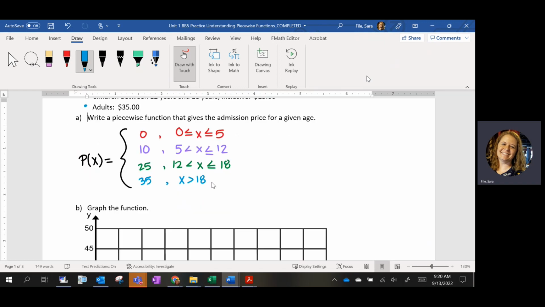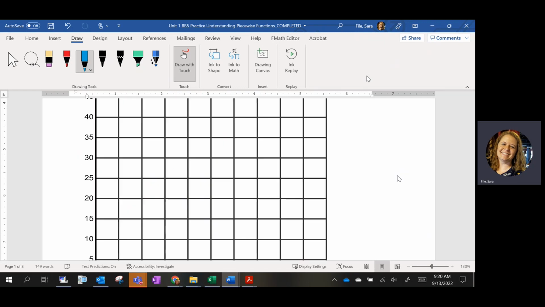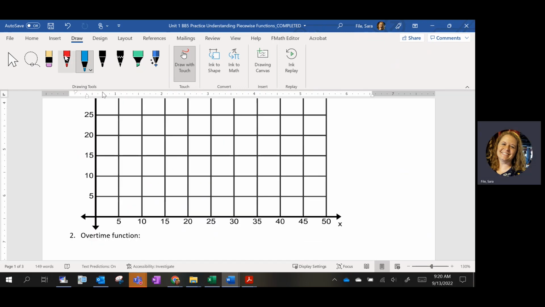So these are all constant functions. These are all just going to be horizontal lines between these different domain intervals, right? Okay, so from 0 to 5. Okay, I'm going to do that one in red. Okay, the cost is 0.